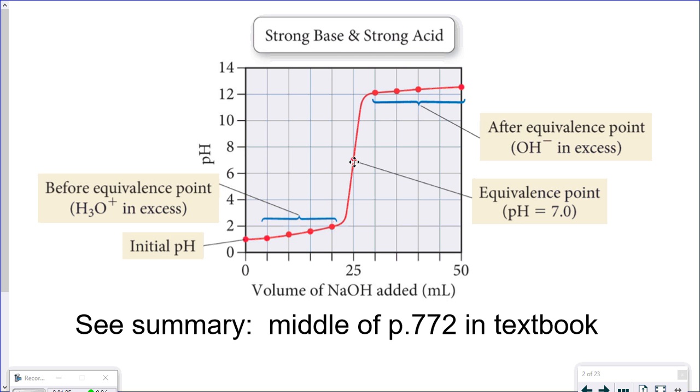Whenever we reach that equivalence point, which for strong acids and strong bases should be at a pH of 7, that, remember, is where the moles of acid and moles of base are equal. Now, as we keep adding more base, we now have excess hydroxide. So that amount of hydroxide can be used to find pOH and pH. There's a summary of these titration curves in the middle of page 772 in our textbook.